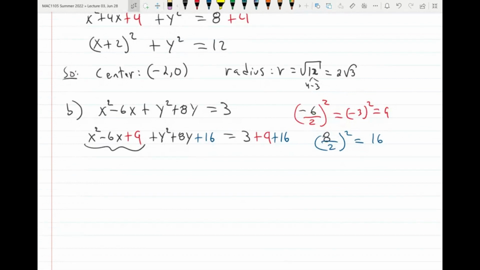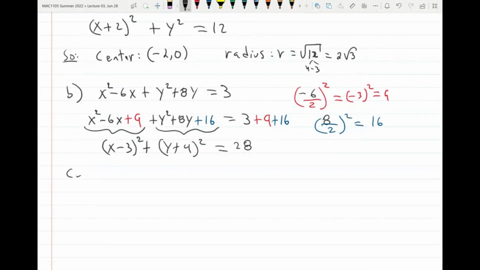Okay. So now, what happens to this piece? x squared minus 6x plus 9. x minus 3 squared. That becomes x minus 3 squared plus, what happens to this piece? y plus 4 squared. Good. Equals, then what do we have here? 12 plus 16 is 28. All right, so now this is in standard form.